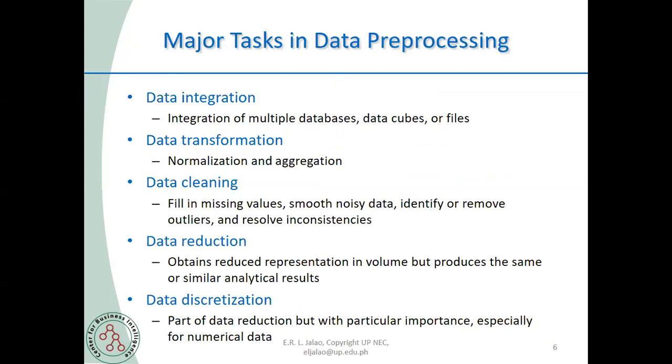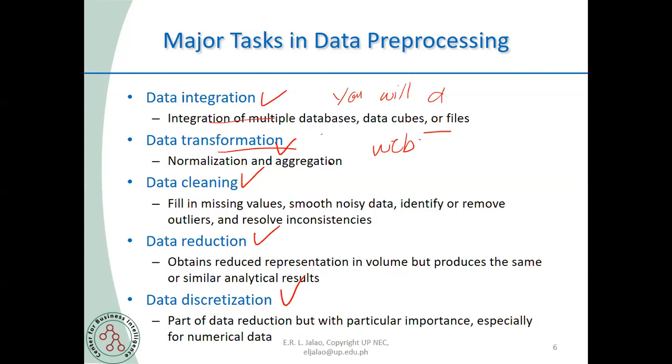So we have the major tasks of data preprocessing: data integration, data transformation, data cleaning, data reduction, and data discretization. The first one, data integration, is the integration of multiple databases, data cubes, or files. So you will decide where to collect your data, from multiple databases. It might be from websites or from customer feedback forms, and others.